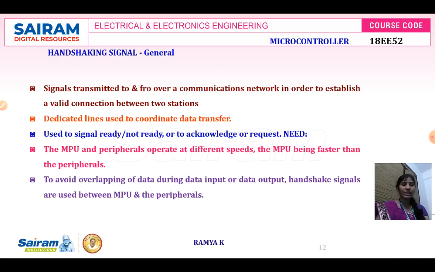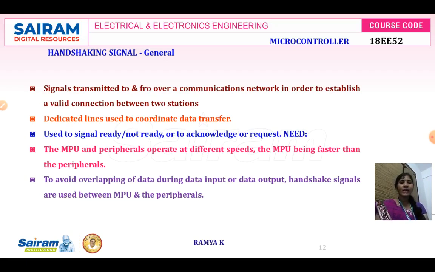Data has to be transferred with a valid communication line, and also a dedicated line is given for the data transfer coordination. Here we have two signals. One is the strobe signal, another one is the acknowledgement signal. Strobe signal is nothing but your input is ready to be transmitted. Acknowledge signal is, once the data transfer is over, it will acknowledge with a signal to the microprocessor or the microcontroller stating that the data has already been received.